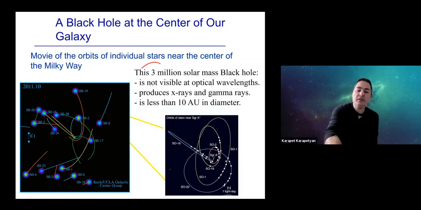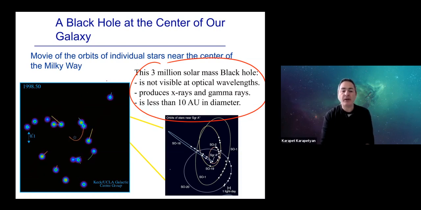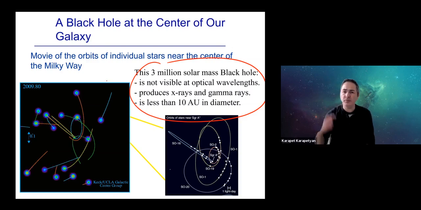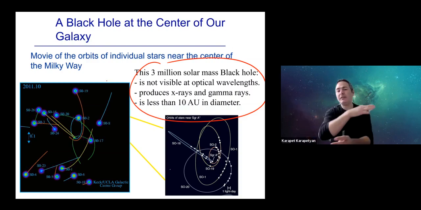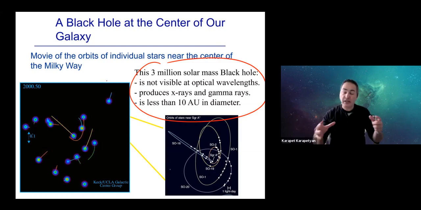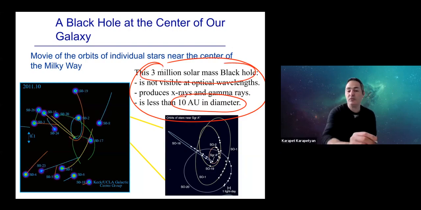So this 3 million solar mass black hole is not visible at optical wavelength, but it produces X-rays and little gamma rays, and is less than 10 AU in diameter. Basically it's about the radius from the Sun to Jupiter. The black hole is not very large, but it is very massive. Only 10 AU in diameter, but it is 3 million solar mass.